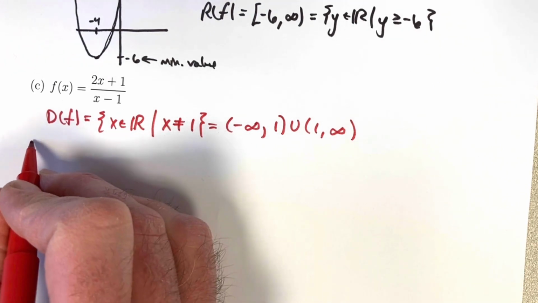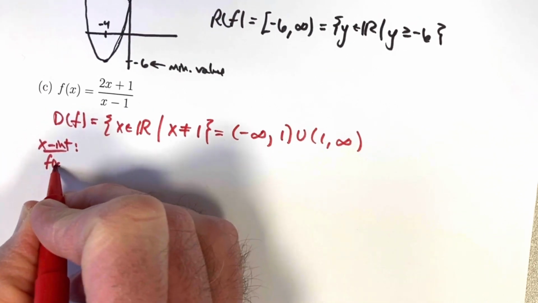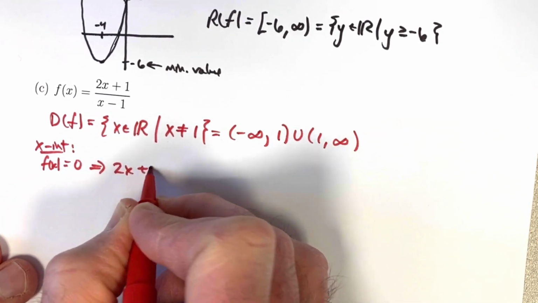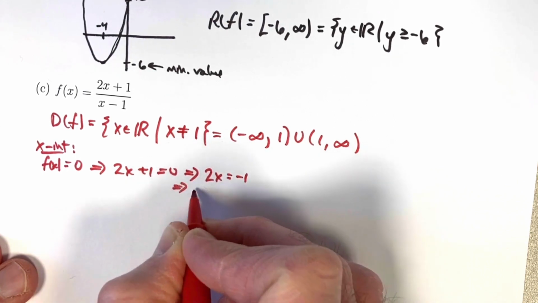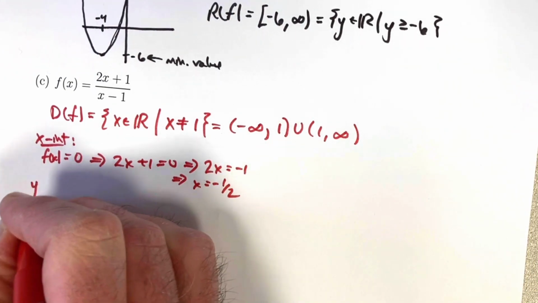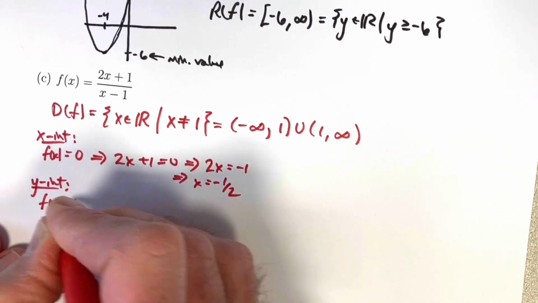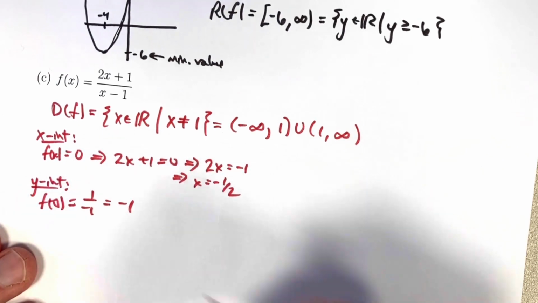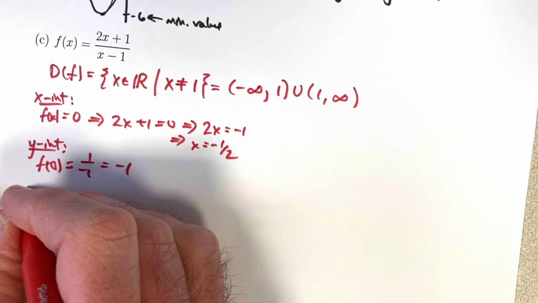You can think about x-intercepts first of all. That's where this function equals 0, and it's only going to be 0 when the numerator is 0. 2x plus 1 equals 0. That will give 2x equals -1. So x is -1/2 will be the unique x-intercept. The y-intercept is the function value at 0. F of 0 is, plug in 0, you get 1 over -1, -1. That's the y-intercept.